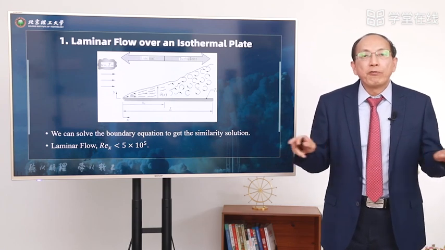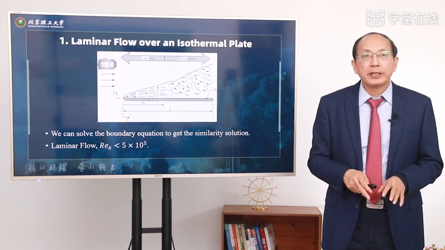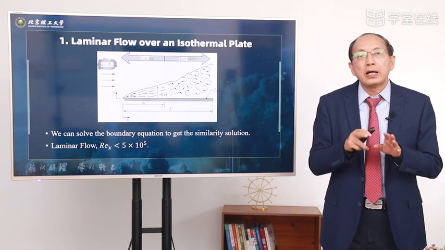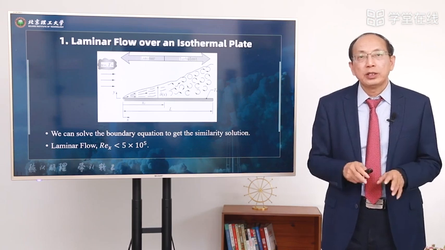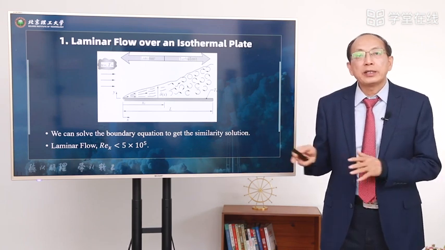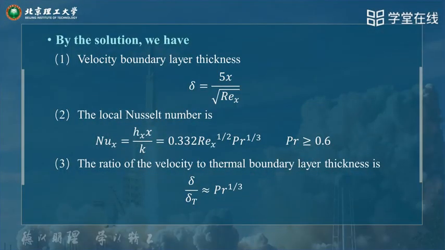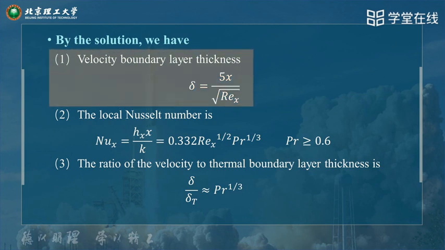For external plate, if the plate temperature is constant, the same, we think the plate is an isothermal plate. In this case, we easily obtain the solution for the velocity boundary layer thickness: delta equals 5x over root Reynolds number x. Here delta is the velocity boundary layer thickness. We can use this equation to do some simulation.